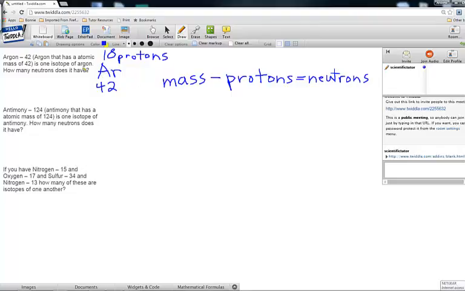Therefore, for this first question, the one about the argon, argon has a mass of 42 minus the proton number 18 equals 24 neutrons. So the answer to the first question is 24 neutrons.